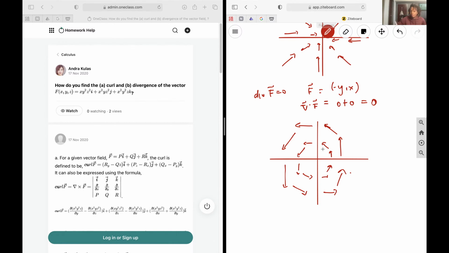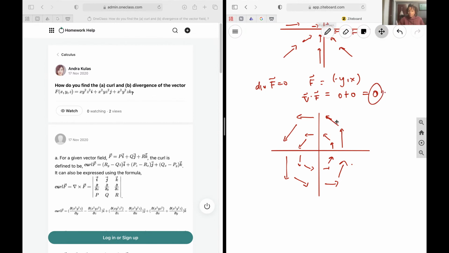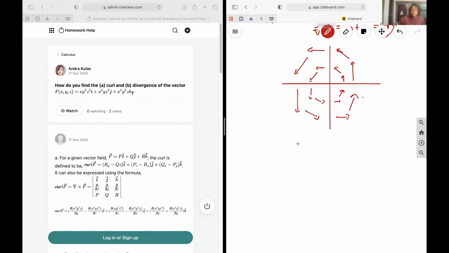And so this tells me that it isn't moving inward or outward, it's just moving around. And so that's what the divergence tells you. And so let's go ahead and calculate the divergence of our function. And so our function is equal to (x y² z², x² y z², x² y² z).